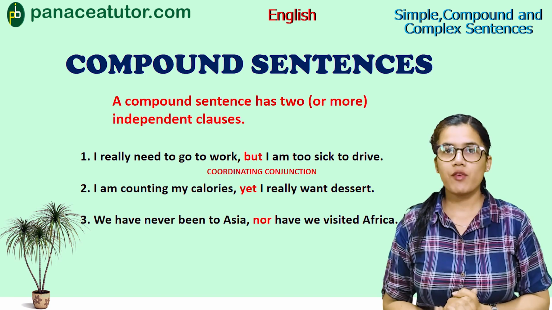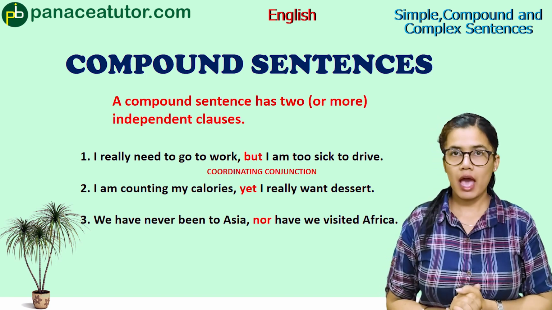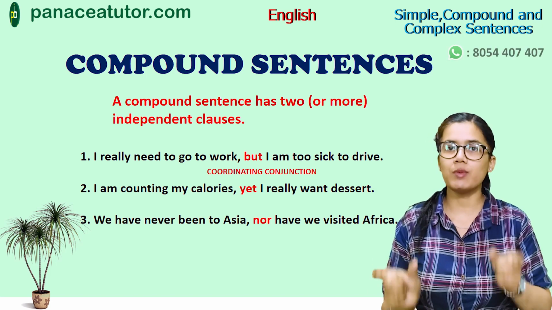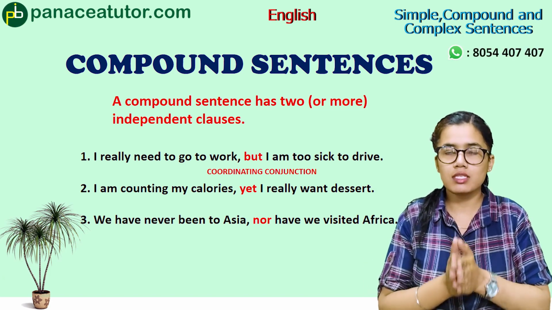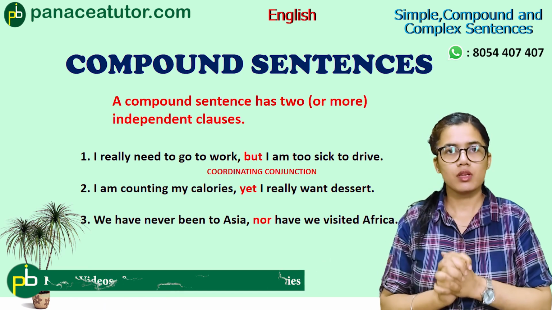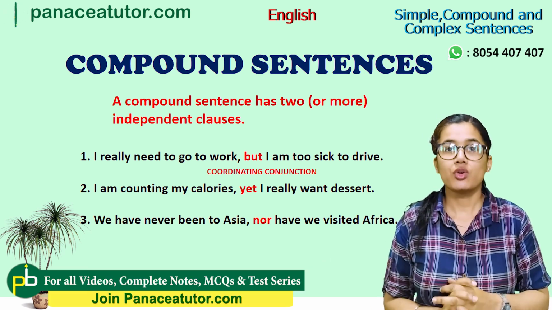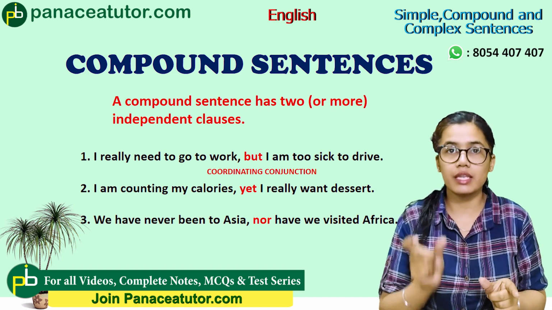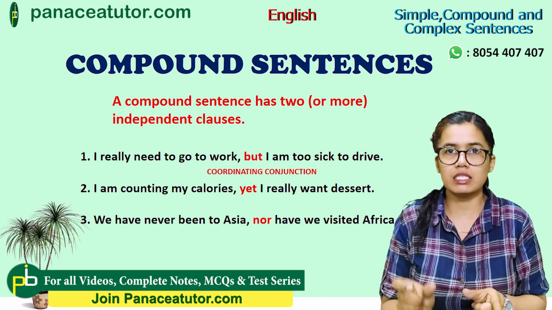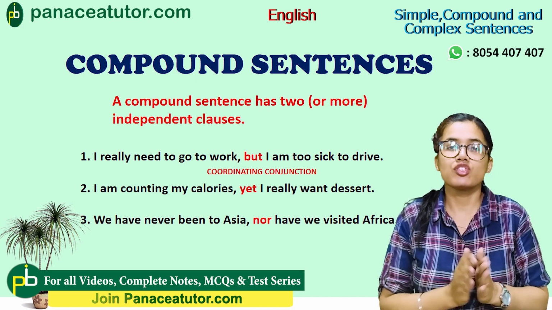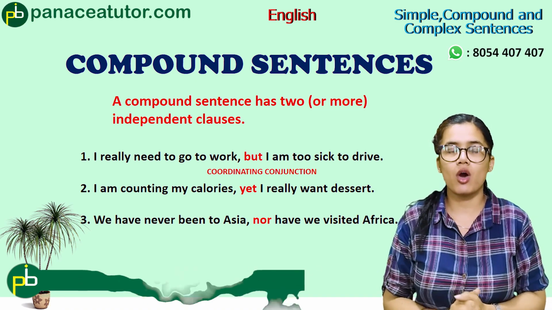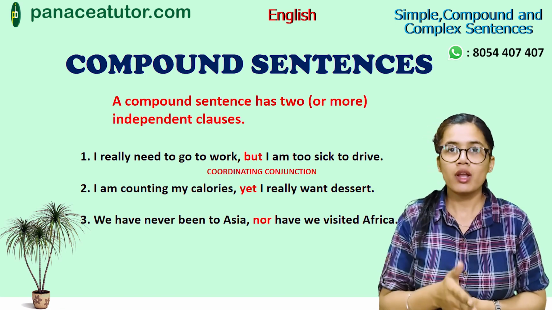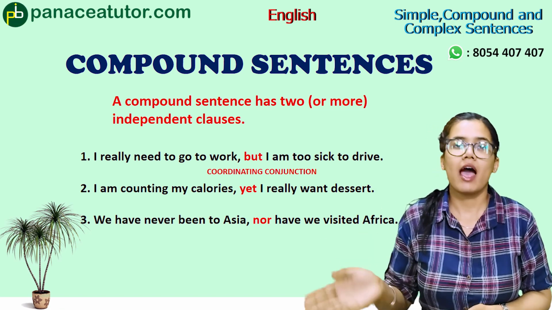Next, we have never been to Asia. We have visited Africa. These are two independent clauses. We will be joining these two clauses with a suitable coordinating conjunction. As we can see, these are negative sentences and we need a negative coordinating conjunction to join these two clauses. So our compound sentence will now be, we have never been to Asia, nor have we visited Africa.